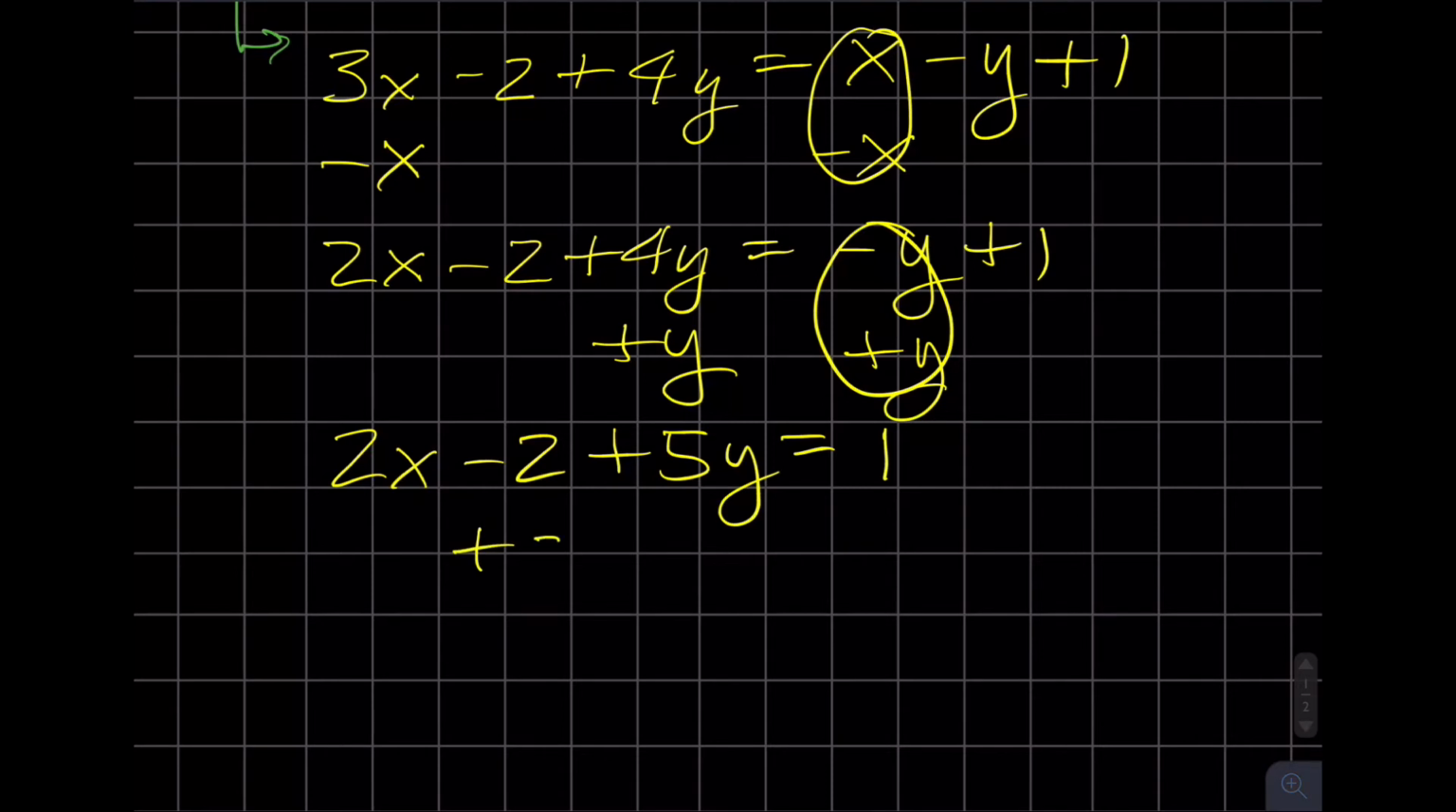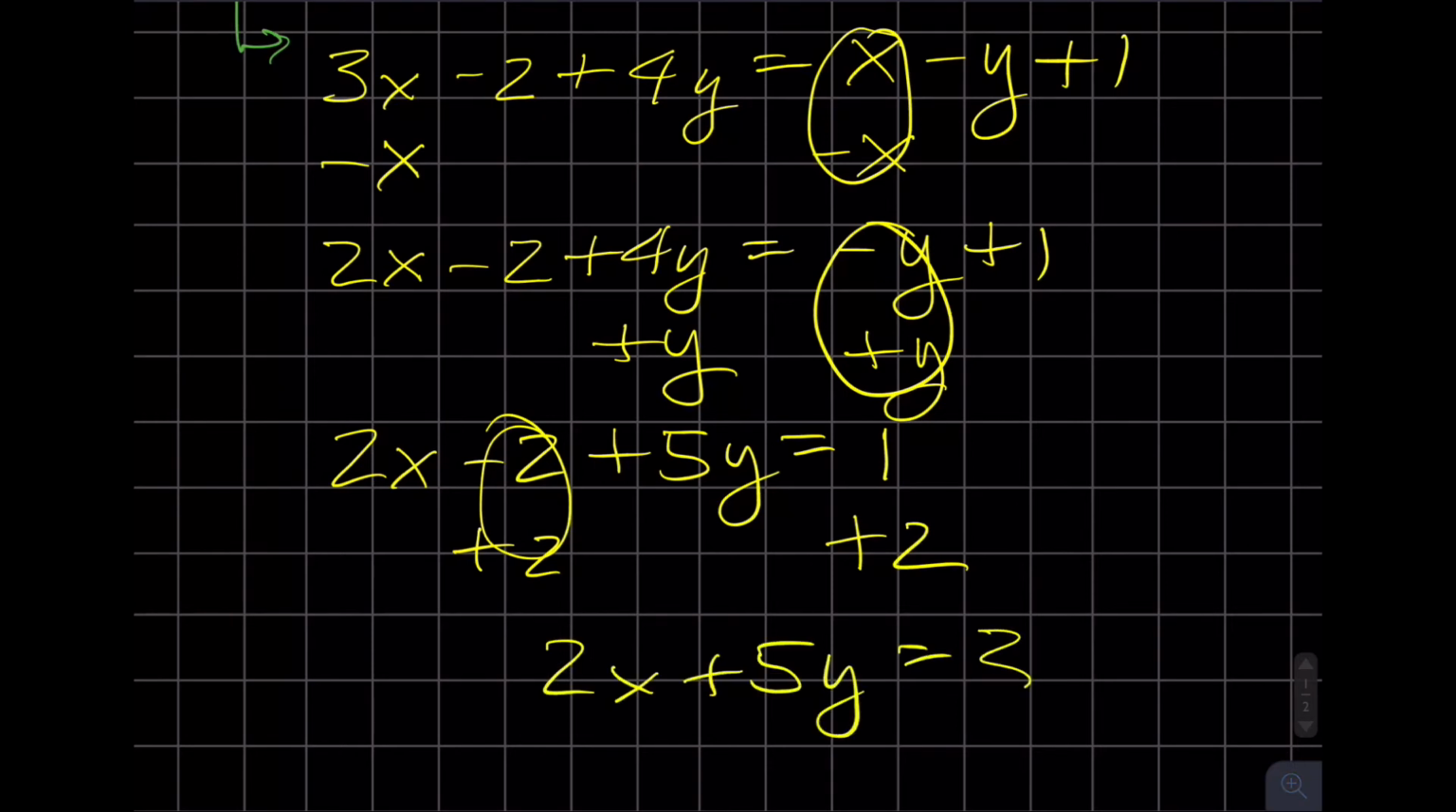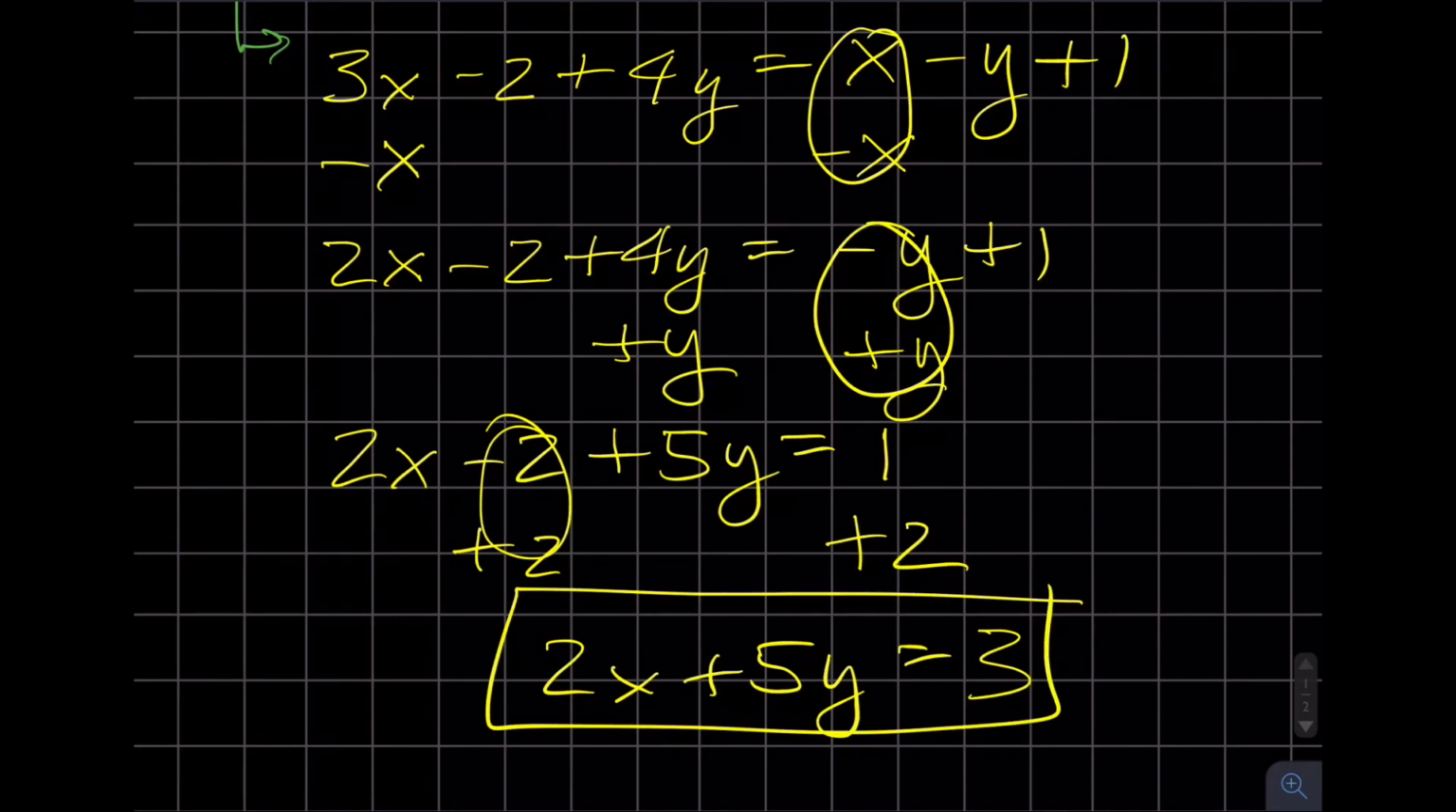And now I'm going to add 2. Am I choosing to add 2? So this will become 0. And so I get 2x plus 5y is equal to 3. And that's putting an equation into standard form when it previously was not in standard form. You'll run into a number of examples of that. And so that's that.